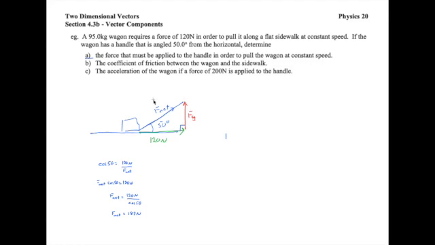The next one I can look at is B. We can look at what the coefficient of friction is between the wagon and the sidewalk. Now to do that, we'll set up a net force equation. We are moving at constant speed, and since we're moving at constant speed, the net force is going to be 0, and so we'll have to include that in our net force equation.